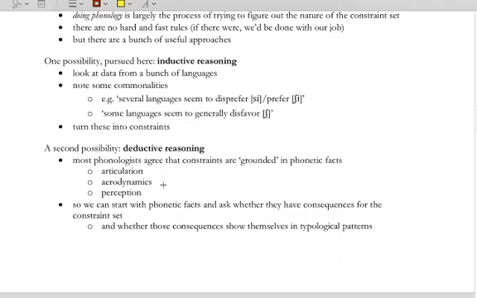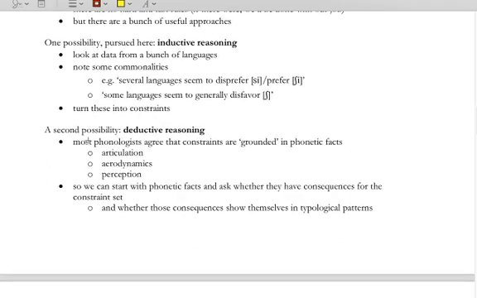But there's another possibility, and again, this is not just about phonology or about linguistics, but the general process of trying to figure out or derive specific facts from general principles, that is, working downwards. This is referred to as deductive reasoning. And this is also an important aspect of phonological thought.